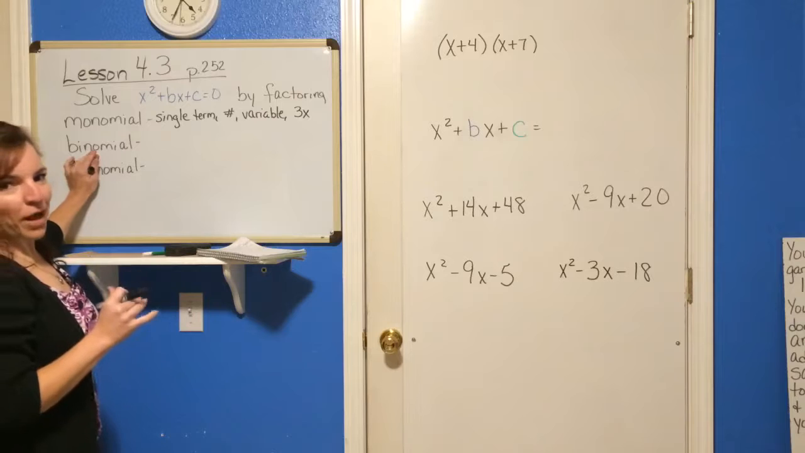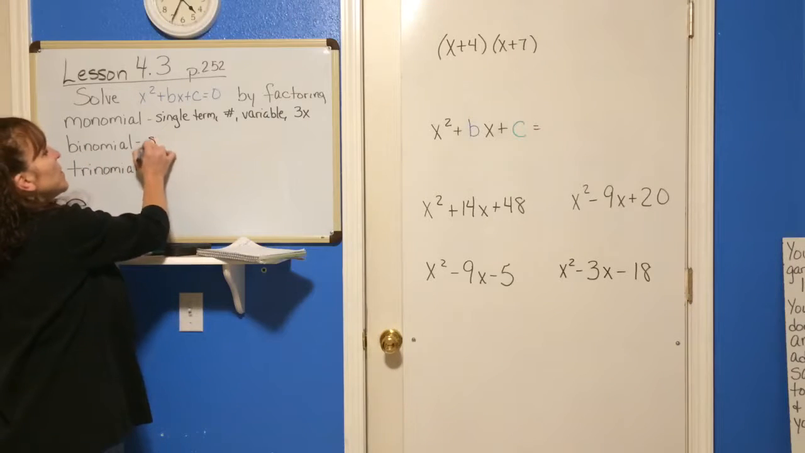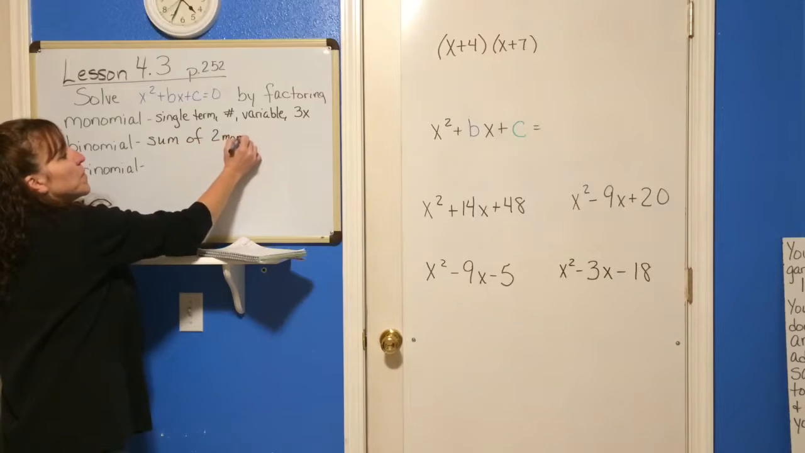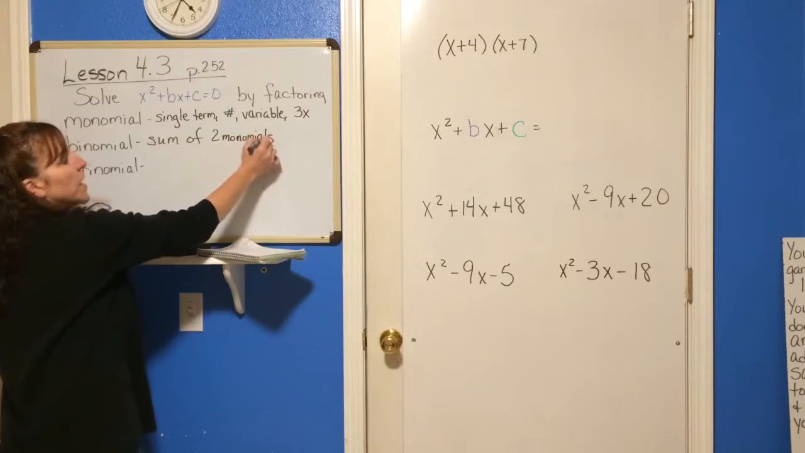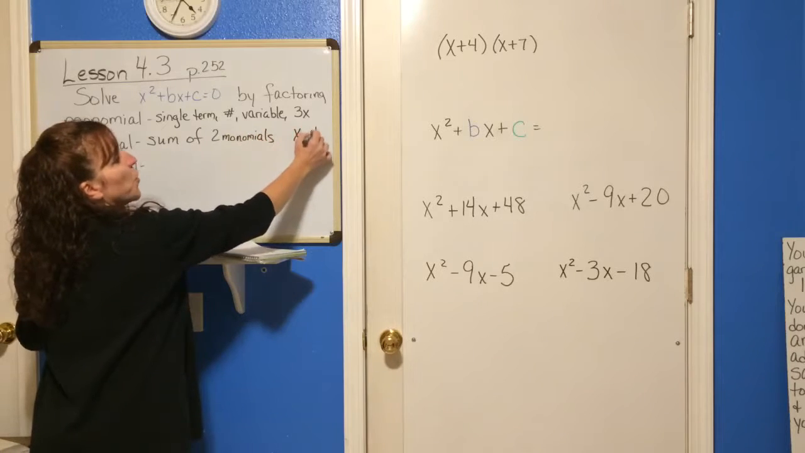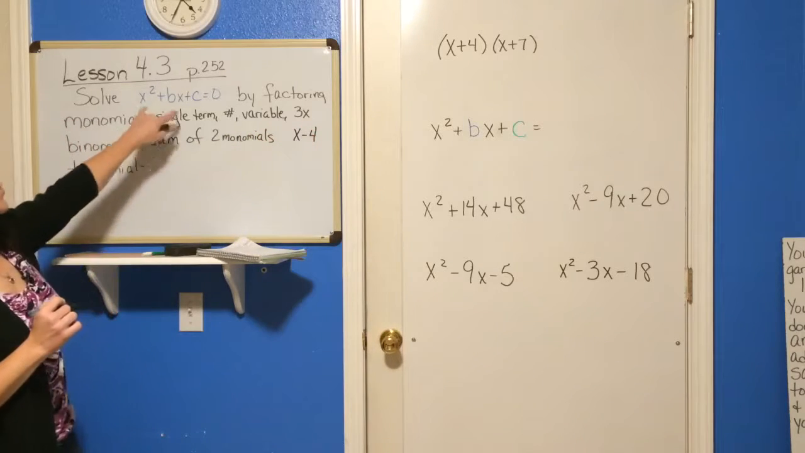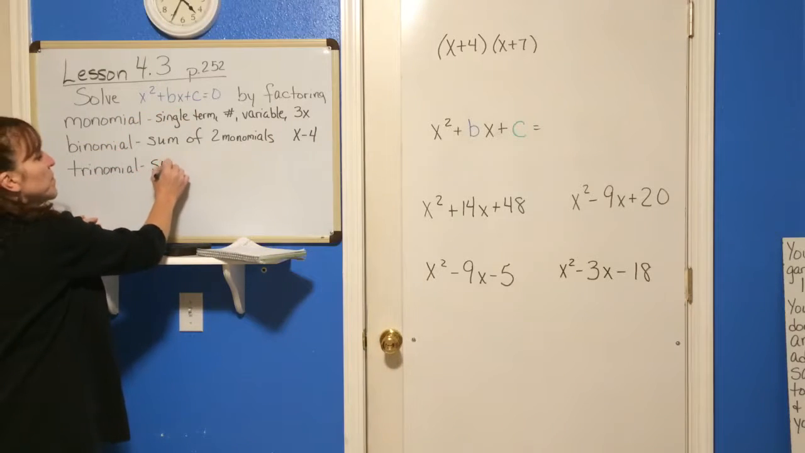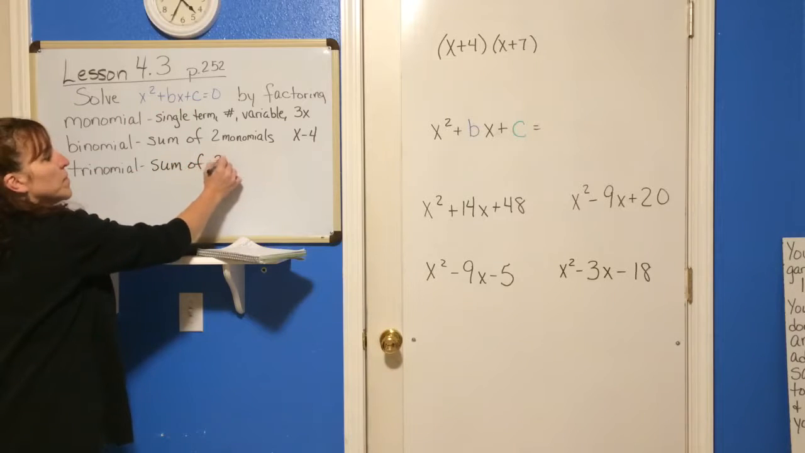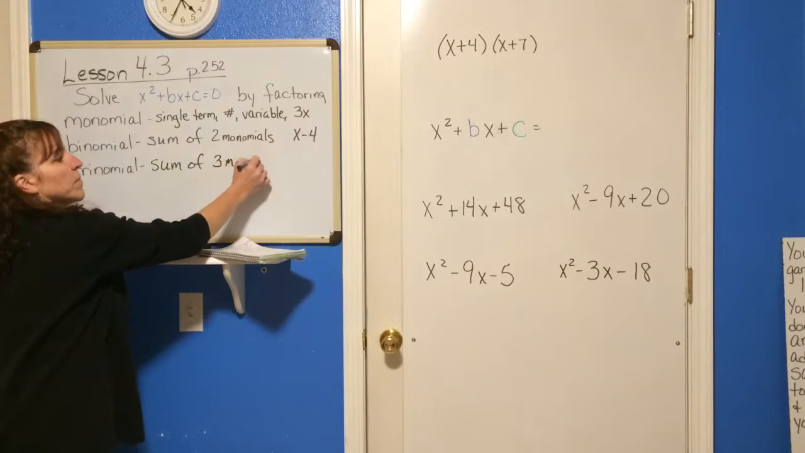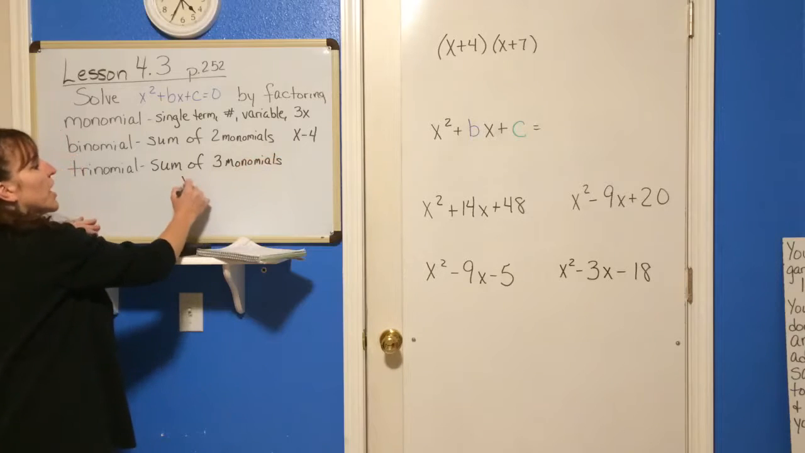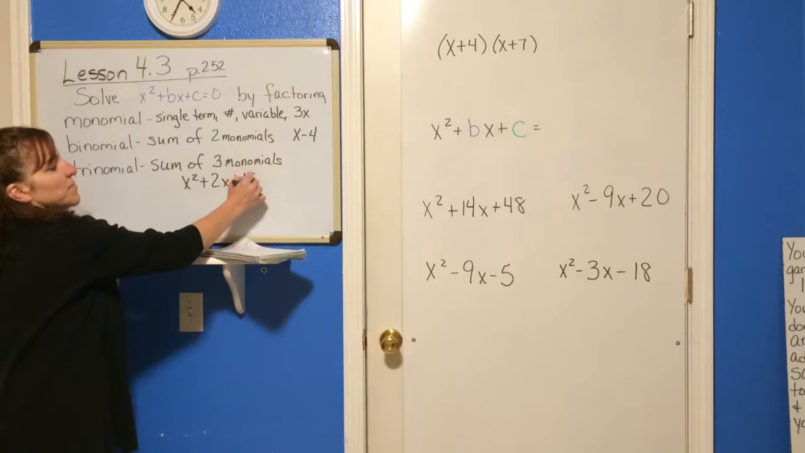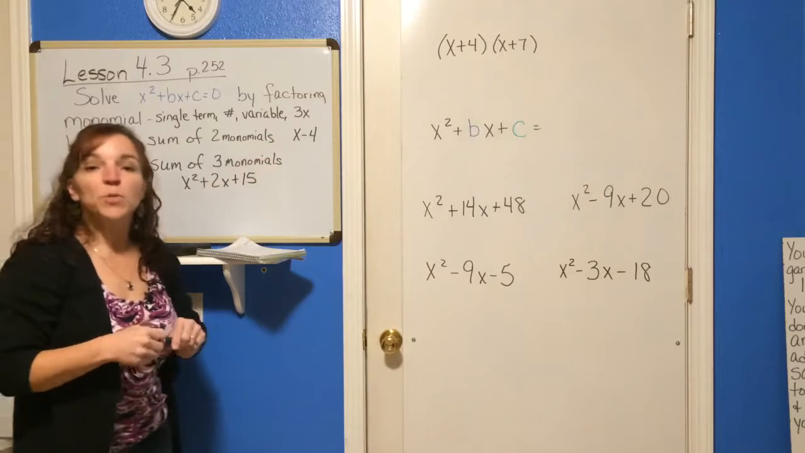A binomial, bi meaning two, is the sum of two monomials. An example of that would be like x minus 4. A trinomial are the ones we're talking about here. They're a sum of three monomials. And so that may look like x squared plus 2x plus 15, or some such thing. So a trinomial is 3.